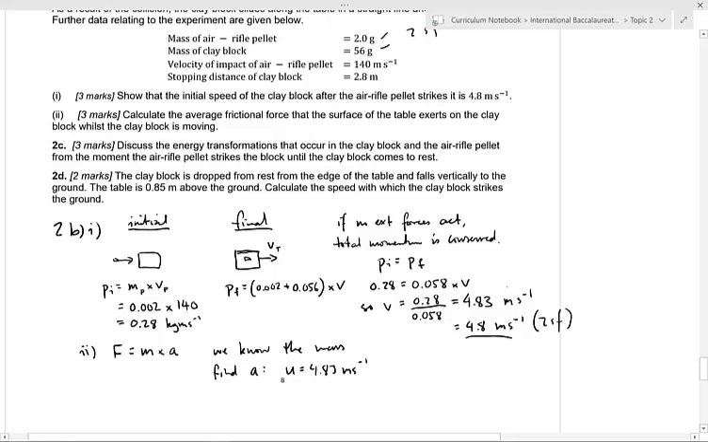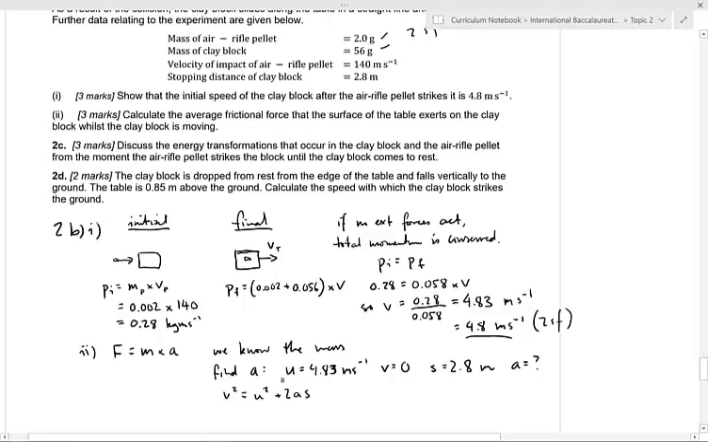I'm going to use the slightly less rounded one so that I can be sure that my final answer is going to be right. We know that v is equal to 0 because it's going to stop. And we know that it moved a distance of 2.8 meters, so s is equal to 2.8 meters. So we know 3 things, and so we should be able to find a. So a is the one we're trying to find. Which equation will we use here? We'll use v squared equals u squared plus 2as.